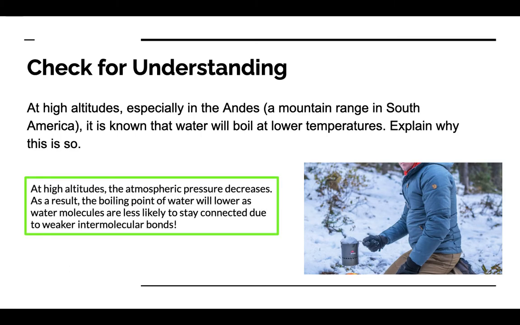So at high altitudes, the atmospheric pressure decreases, okay? As a result, the boiling point of water will lower as water molecules are less likely to stay connected. Well, better said, not weaker intermolecular bonds, but we know that because of the decrease in pressure, the boiling water is going to be less compact. Pressure presses down on the water, okay? So as a result, the molecules are less compact. They're going to be less likely to stay together. So the boiling point of water will lower as a result.